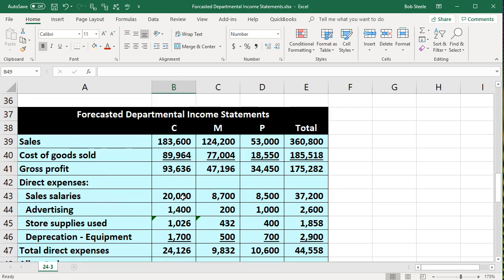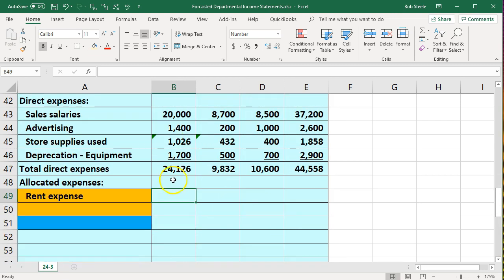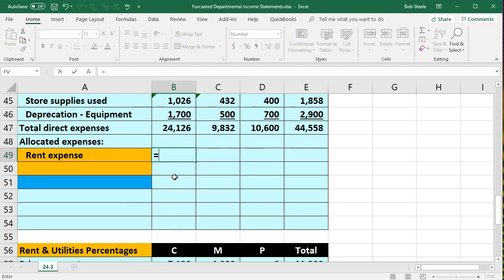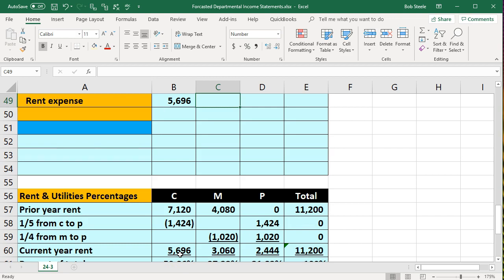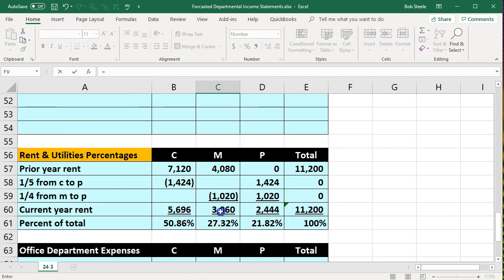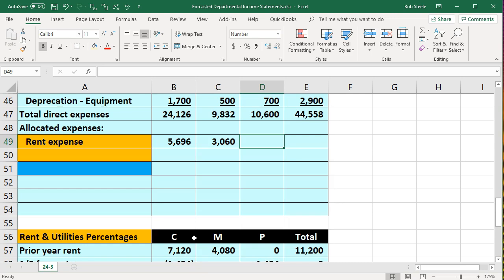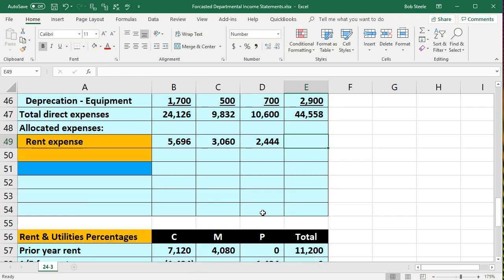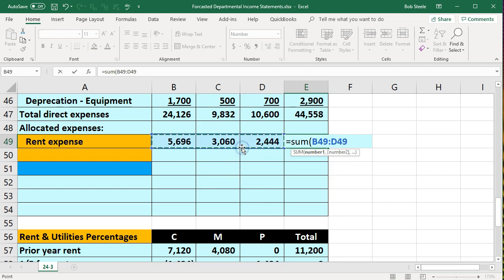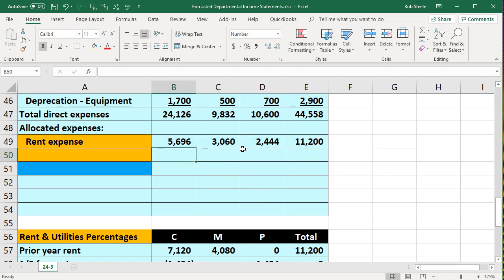We're going to say, all right, back up to our schedule over here, C, P, and M, line item rent. It's going to be allocated according to the schedule. C gets 5,696. M is going to get 3,060. P is going to get allocated 2,444. Summing that up equals the sum of these three items. 11,200 is the rent.